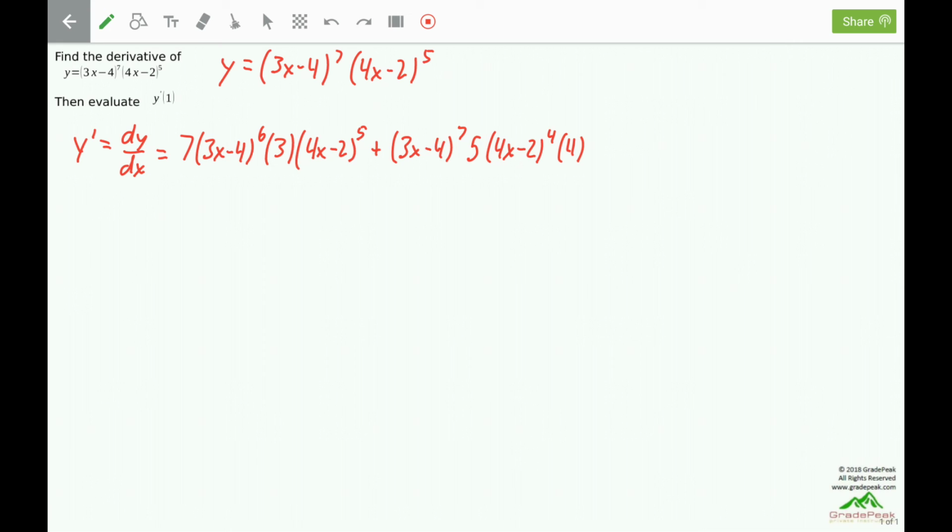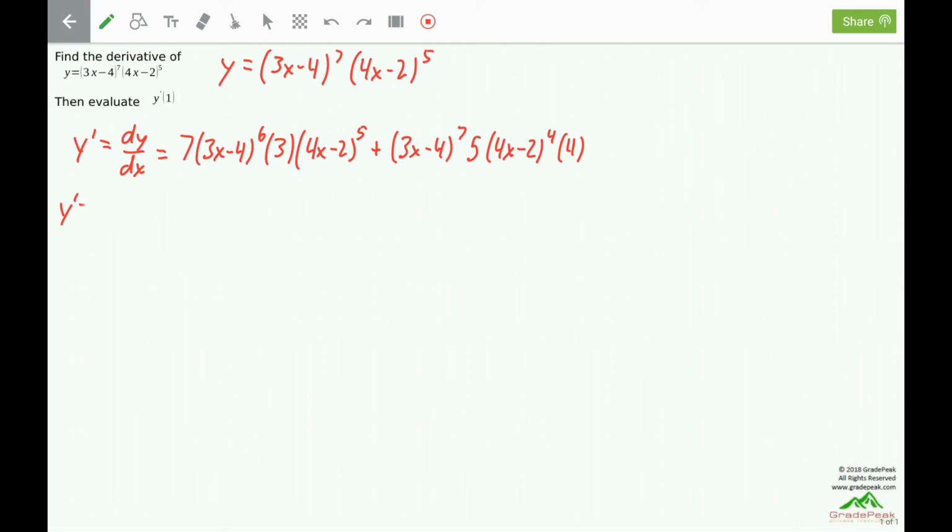This expression can now be factored. There is a common factor of 3x minus 4. We have a 6th power and a 7th power. We can factor out the lower number, which is the 6th power. And then a 4x minus 2. We have a 5th power and a 4th power. We can factor out the lowest number, which is the 4th power.